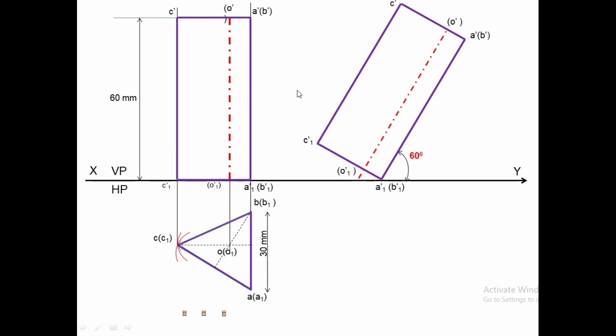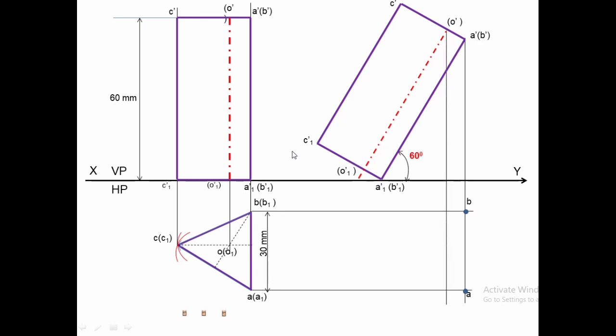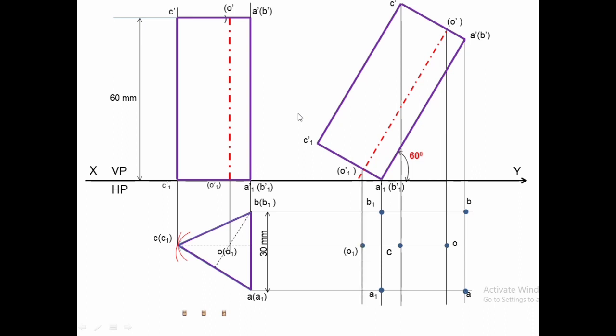Get the top view of this one by drawing the projectors. Draw the vertical projector, horizontal projector, and get the corners of the prism, dropping the verticals from the base.